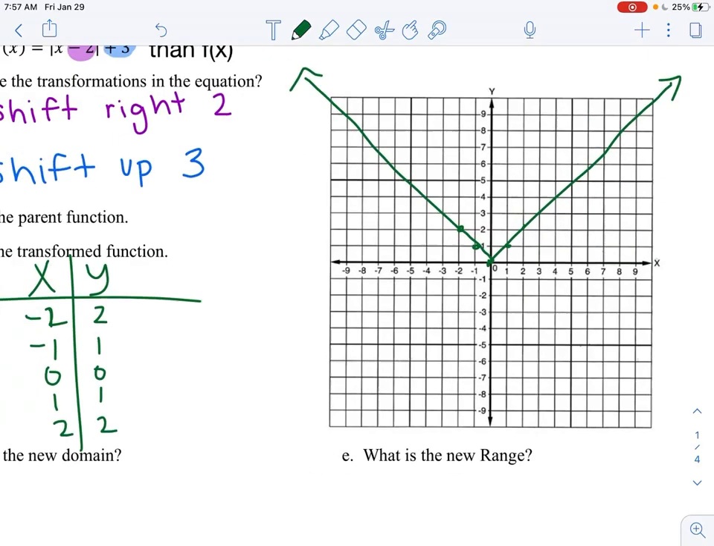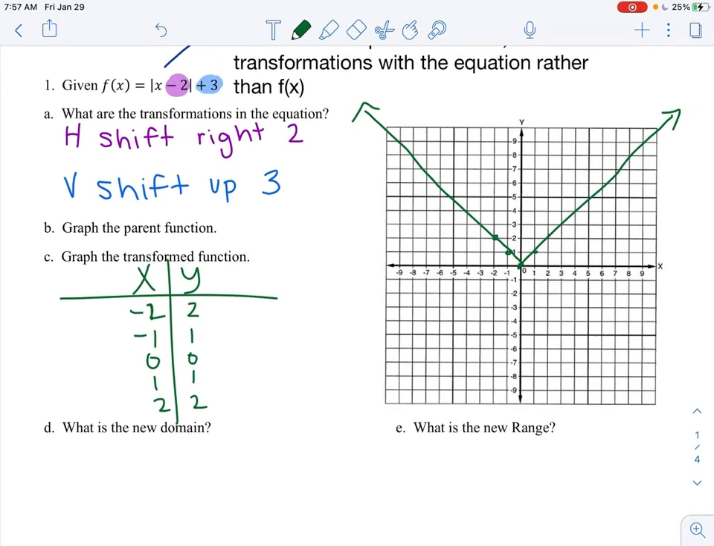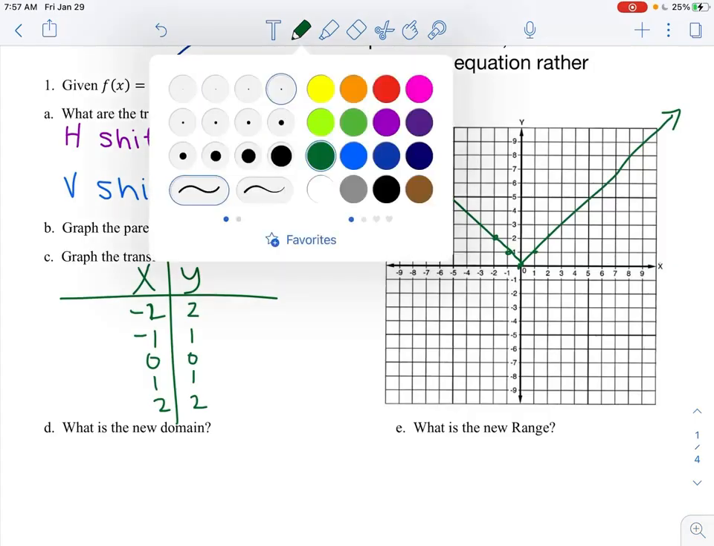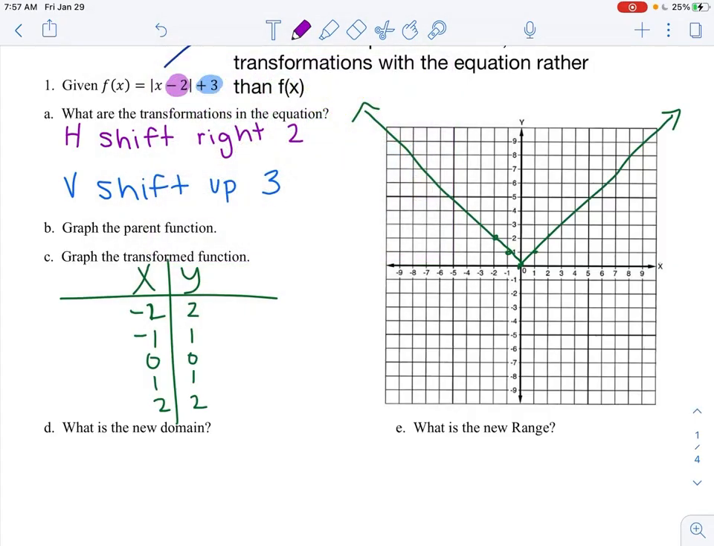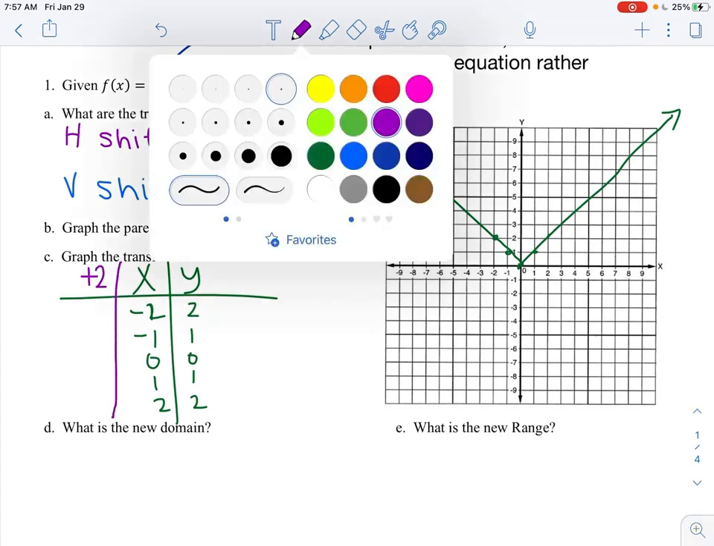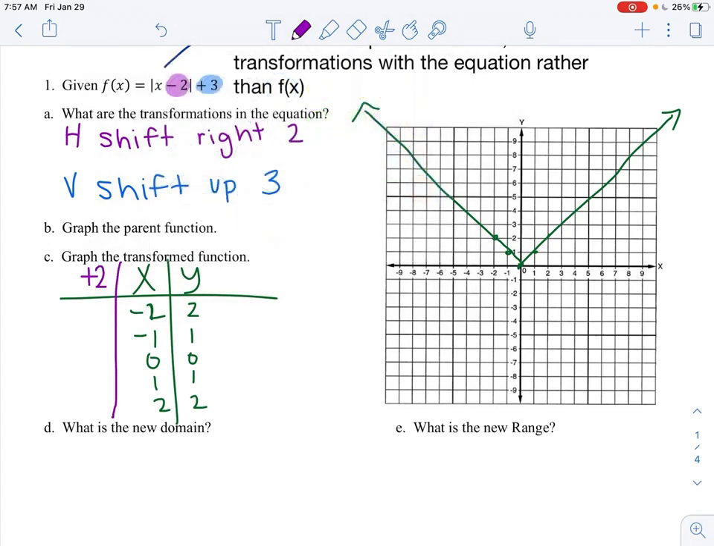There we go. Okay, there's our parent function. Now we're going to have a horizontal shift right and a vertical shift up 3. So our plus 2 horizontal goes to the x values. So plus 2, so we would get 0. So I'm just adding 2 to each of these.